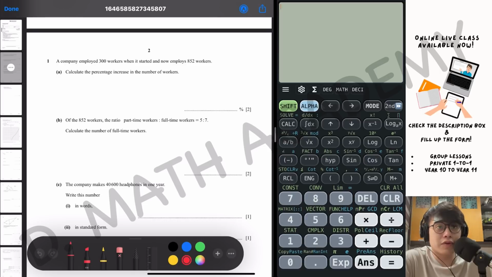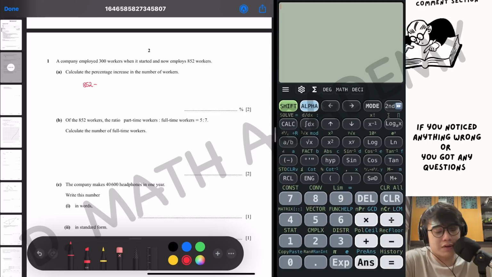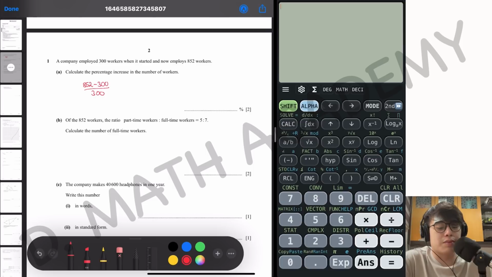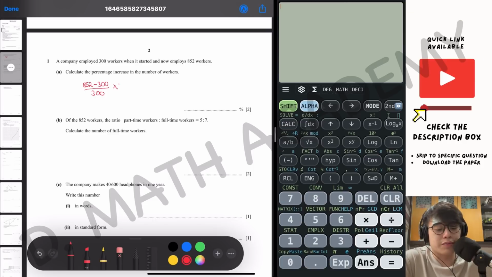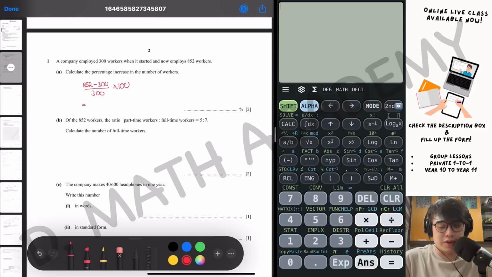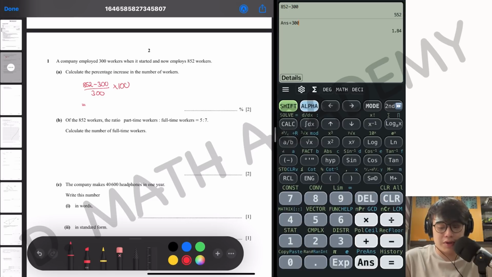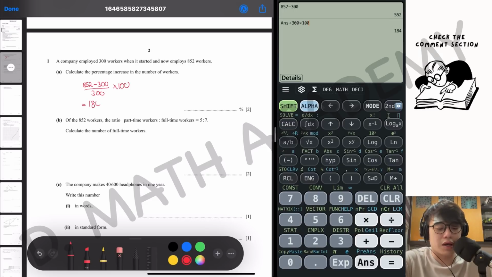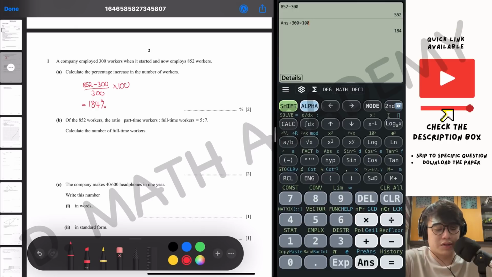So there's a formula for this, which is new minus the old amount of workers and then divide by the old amount. To convert it into a percentage, please remember to multiply it by 100. So over here, 852 minus 300, divided by 300 and multiplied by 100. So you will get 184% as your final answer.